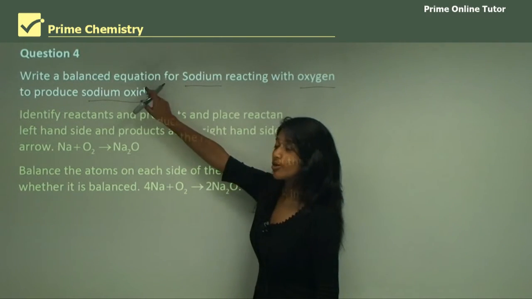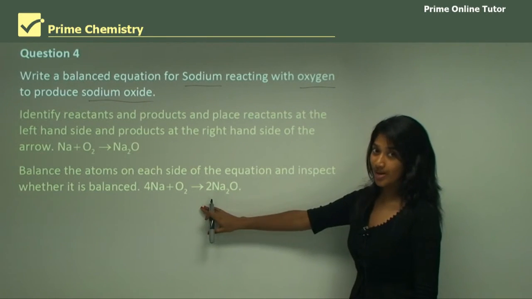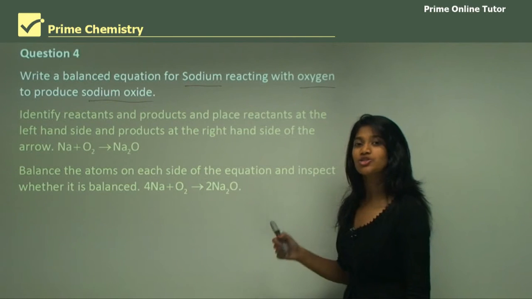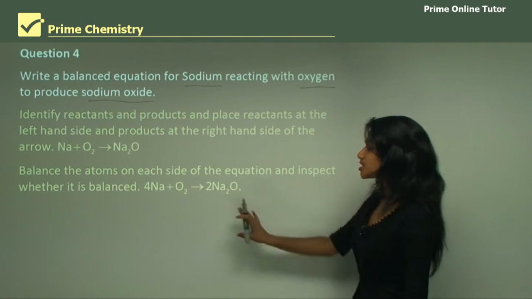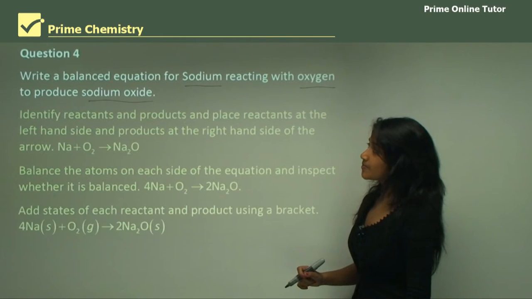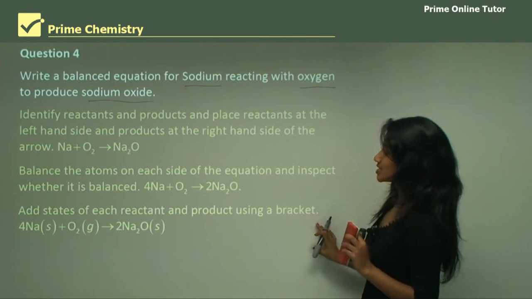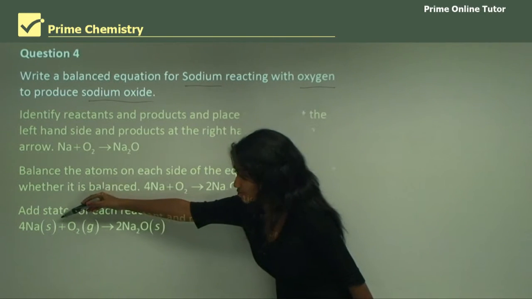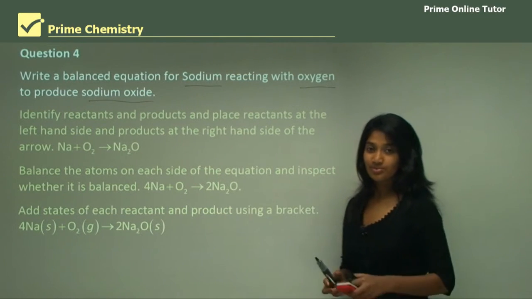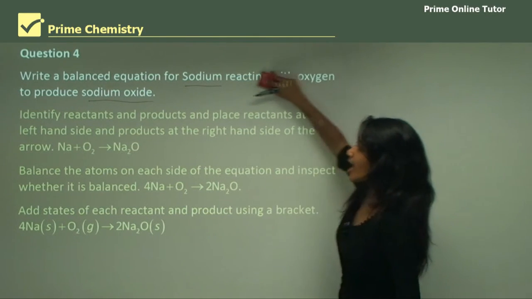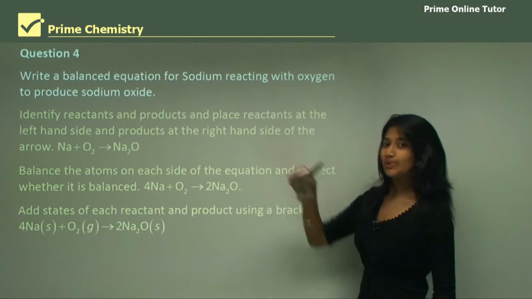Because it's asking for a balanced equation, it's very important to get your full marks. You should balance your equation, and I would recommend you to write your states if you know the states, but if you're unsure about the states, please leave it out. Now add states at each reactants and products using a bracket. So here we have states written: solid, a gas, and a solid. So you should be able to write the states as well, because it's asking for a complete equation.